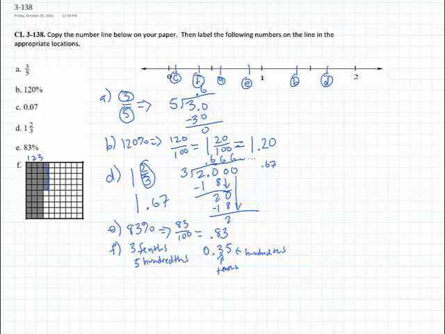So we finished. We completed the number line.